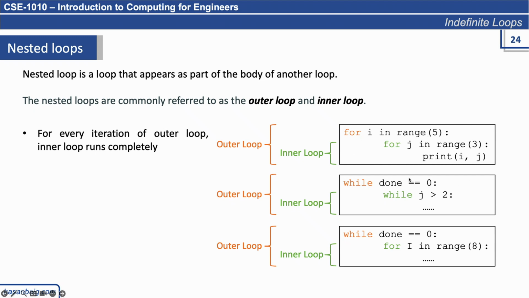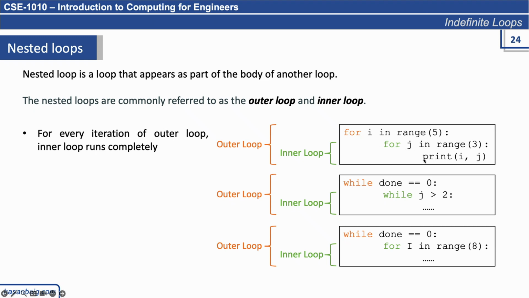Okay. So what will be the total number of executions of this print statement? 5 times 3. The outer loop value is 5, the inner loop value is 3. So the total number of executions of this statement is 15.